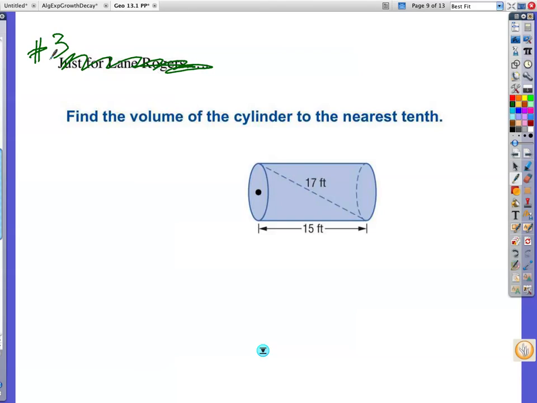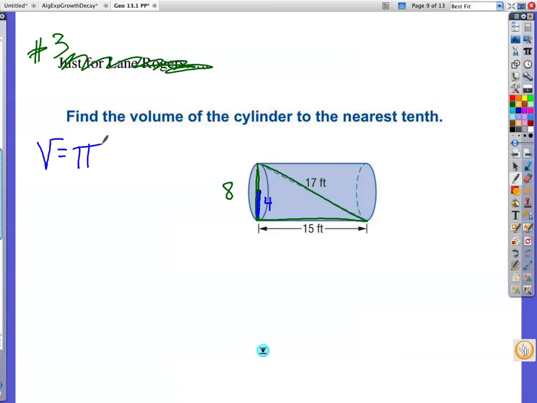Find the volume of the cylinder to the nearest 10th. Okay, I need a radius. Oh, but how am I going to find the radius? I'm going to need to find the diameter first. Pythagorean theorem. 17 squared minus 15 squared gives me 64. Well, the square root of 64 is 8. So that means this little piece down here is going to be a 4. So I've got a radius of 4.